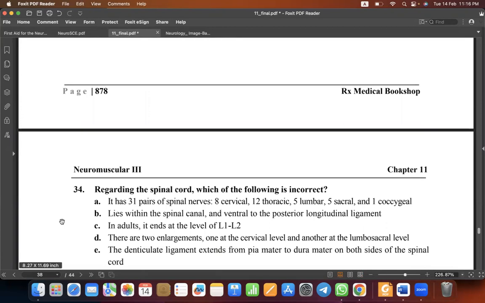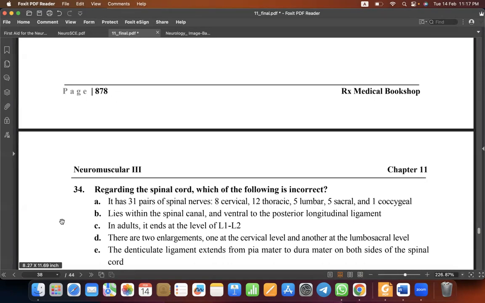Now, some questions about the spinal cord. We are going to think about the incorrect statements, right? The spinal cord has 31 pairs of nerves, I guess this is the correct option, lying within the spinal canal, ventral to the posterior longitudinal ligament. So there is the anterior longitudinal ligament in the front and the posterior longitudinal ligament in the back. In the adult, it ends at the level of the lower border of L1, L2, I guess. There are some two enlargements.